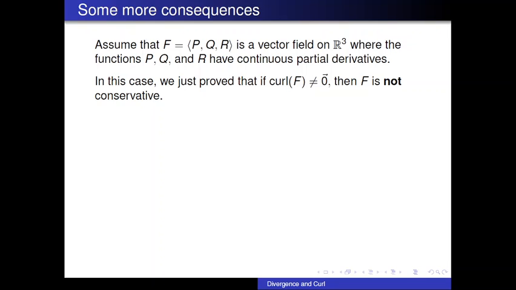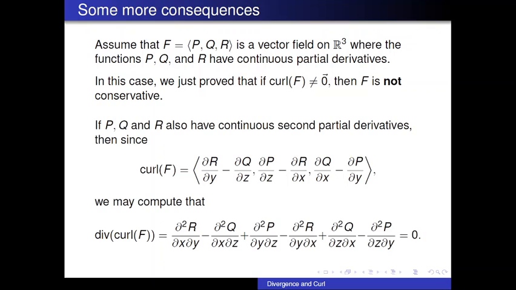Okay, so here are some more consequences. Let's suppose we start with a vector field big F whose component functions are P, Q, and R, and let's say that those P, Q, and R have continuous partial derivatives. What we've just shown on the previous slide is that if the curl of our vector field big F is not 0, then big F could not be conservative. So that's a nice way we now have for vector fields on R3 to show that they are not conservative.